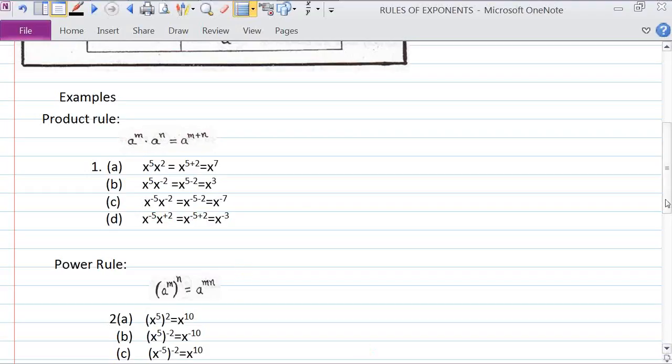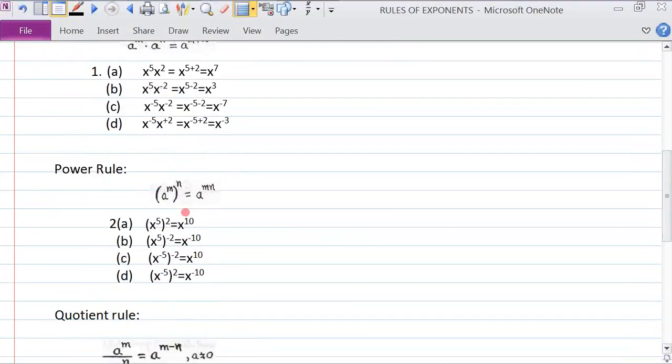Now the next rule is the power rule, and here I'm raising something to the power. So, for example, I'm saying x to the 5 power to the power 2. Here what I do is I multiply these two numbers together, m times n. This is the power rule.